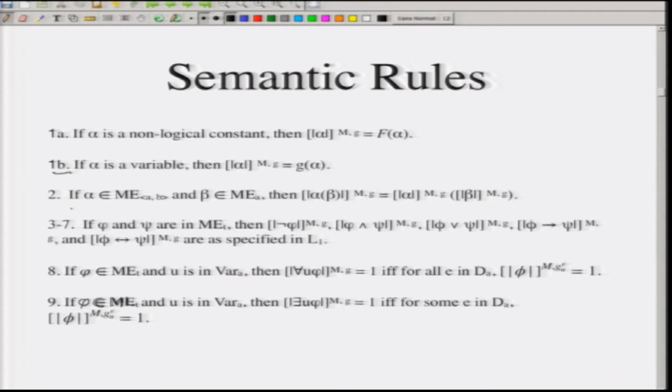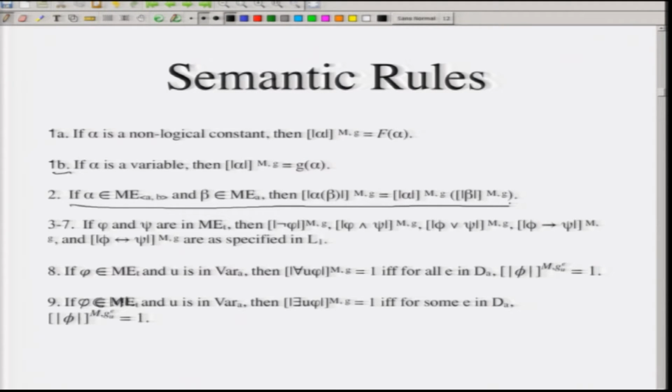And now the second rule: if alpha belongs to MEAB and beta belongs to MEA. We have seen how many cases it covers. It covers infinite cases. Then alpha beta, where alpha takes beta as an argument with respect to M and g, is the value of alpha as it takes beta as an argument. So it is the functional combination of alpha and beta.